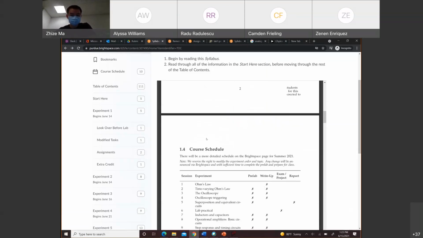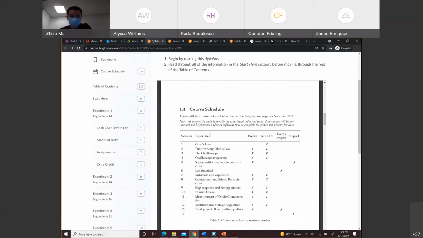And then 1.4 course schedule. For the summer session, it's twice as fast as the normal semester. So each week we will have 2 labs. For example, this week, Lab 1 will be today, then Lab 2 will be Thursday. So it's pretty fast. Since this is the first lab, you don't have a pre-lab. Starting from the second lab, you will have a pre-lab. Please finish the pre-lab before the start of class, so before Thursday 1:15, you should submit your pre-lab.